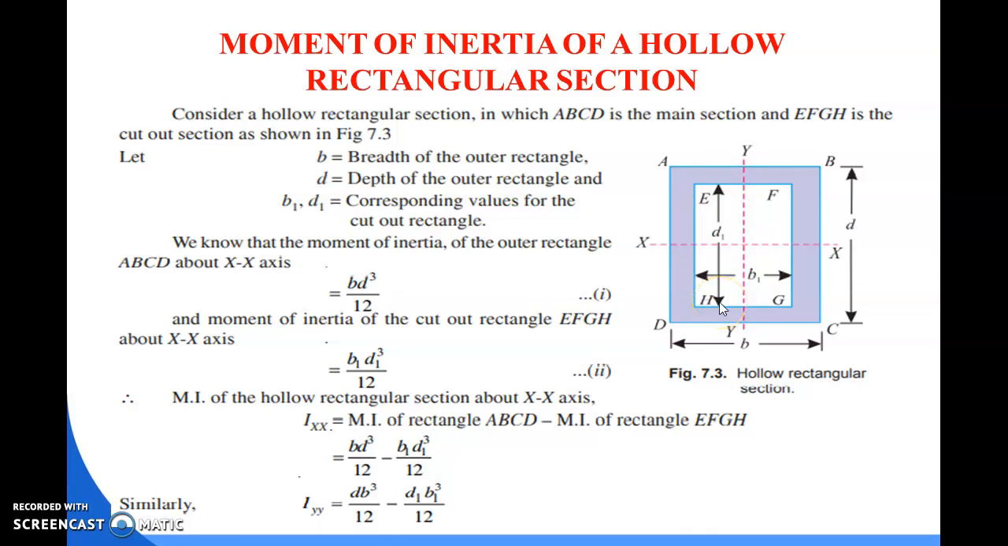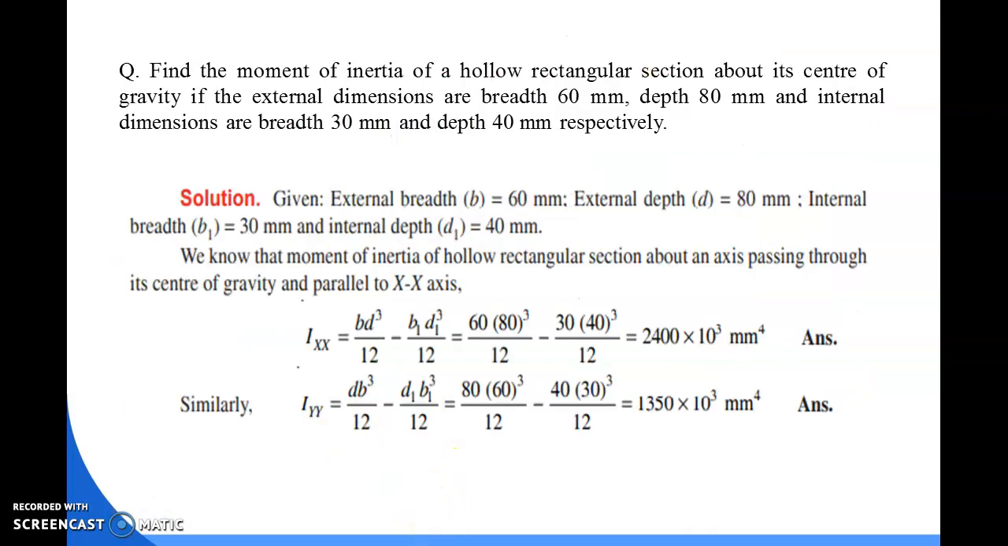Hence we know that a rectangular section is symmetric about both the axes, so the formula will be different for each axis. Along the y-y axis, the value of moment of inertia is db cube by 12 minus d1 b1 cube by 12. Now, here is another problem.